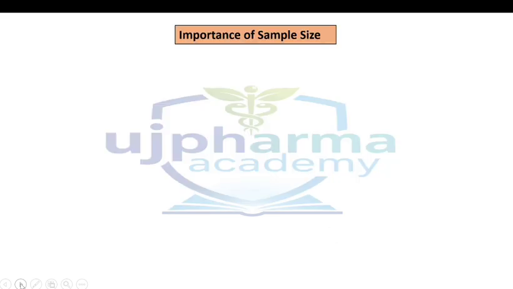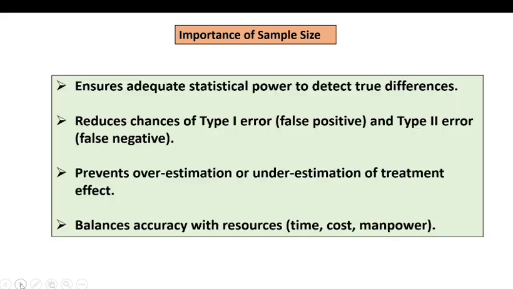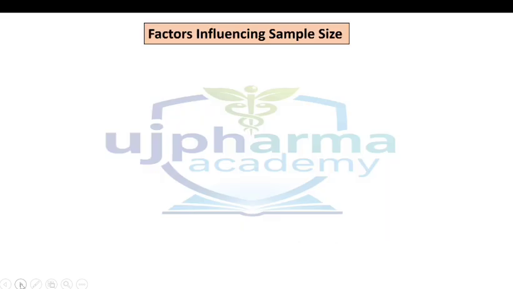And next, move towards the importance of sample size. First, it ensures adequate statistical power to detect true differences and reduces the chances of type 1 error and type 2 error. Third, it prevents the overestimation or underestimation of the treatment effect. Fourth, it balances accuracy with resources like time, cost, and manpower.